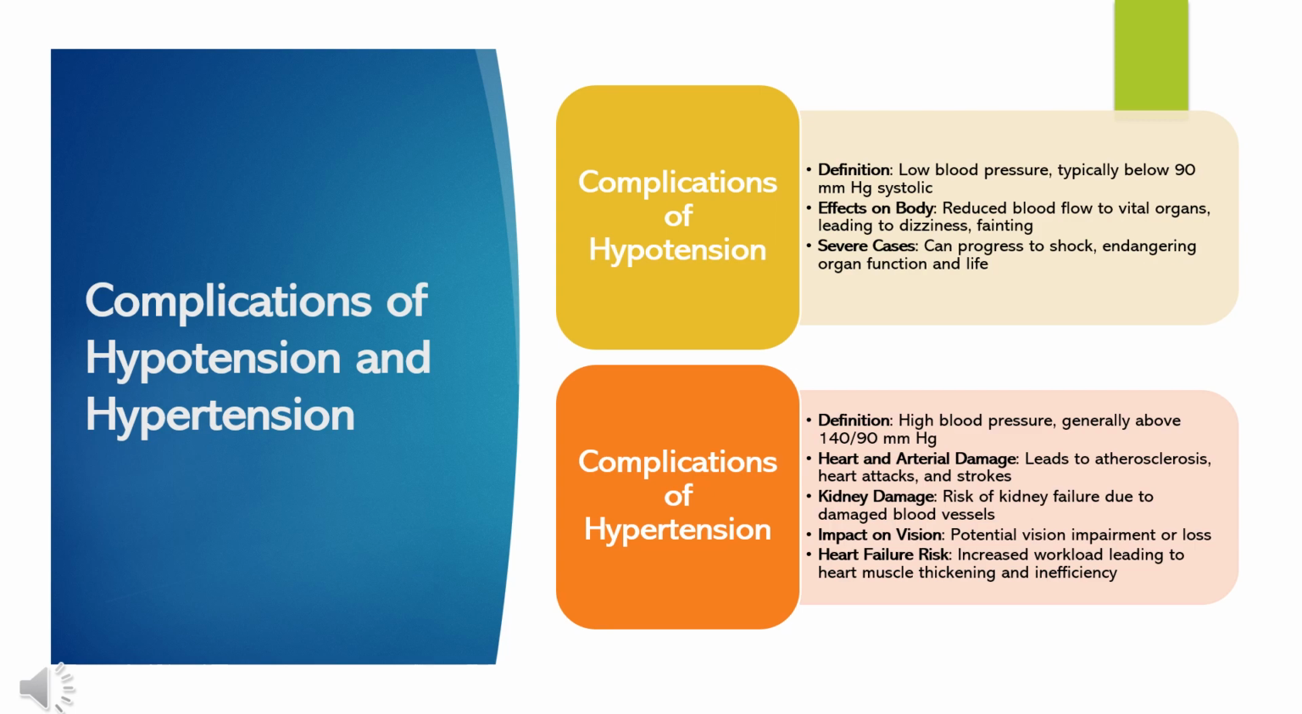As nurses, recognizing signs of both hypotension and hypertension is critical. These conditions can be indicators of underlying health issues and can lead to severe complications if not managed properly. Prevention and management, including lifestyle changes and medication adherence, are key in avoiding the serious consequences associated with abnormal blood pressure levels.